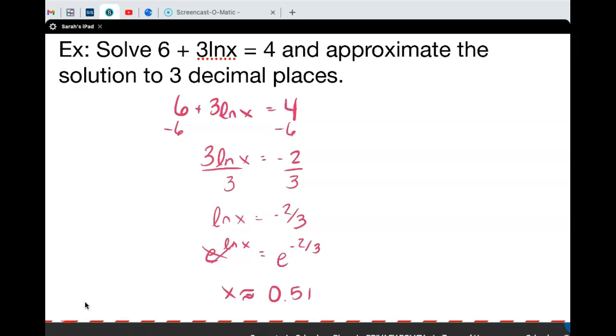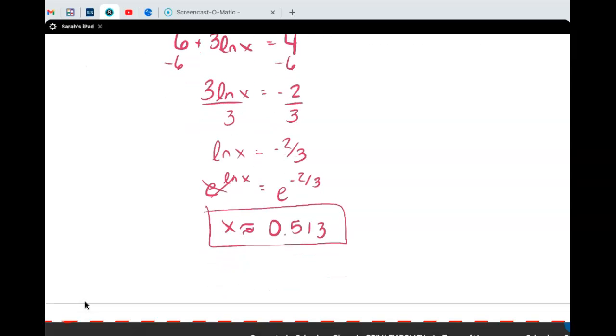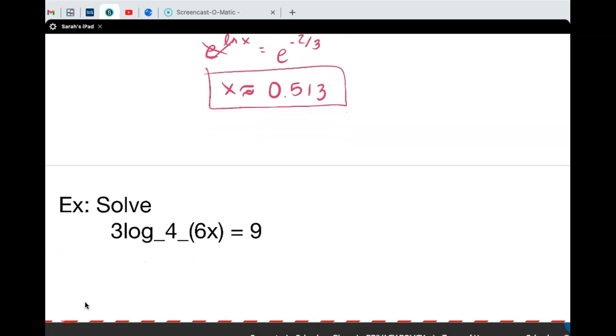Three decimals, so what's the next one? Okay. That's not too bad. Not really. Same thing like the last one.